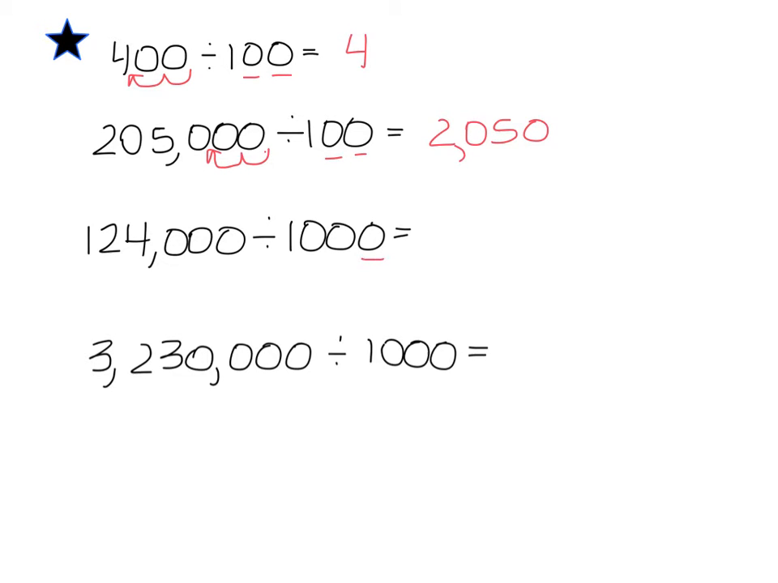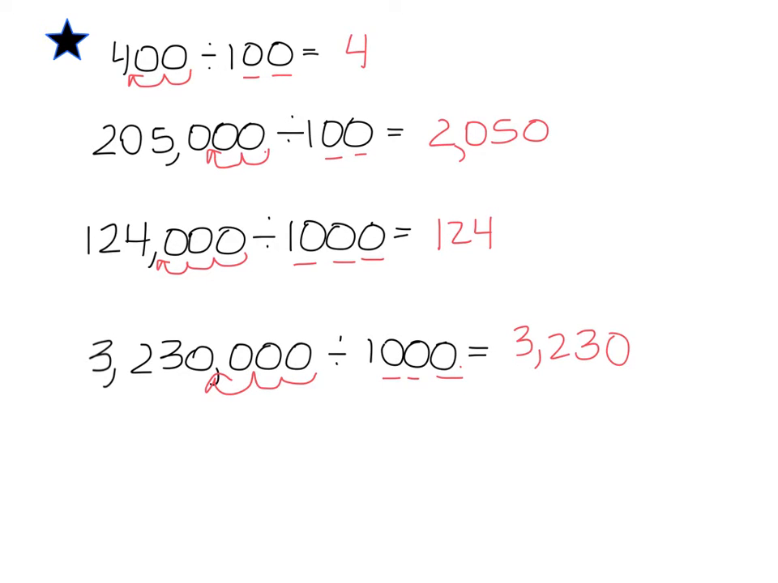This one, we're dividing by 1,000, which is 3 powers of 10. So 1, 2, 3 gives us 124. And the last one, again, is 3 powers of 10, 1,000 is. So I only go off 3 places. That leaves 1 0 there, so 3,230.